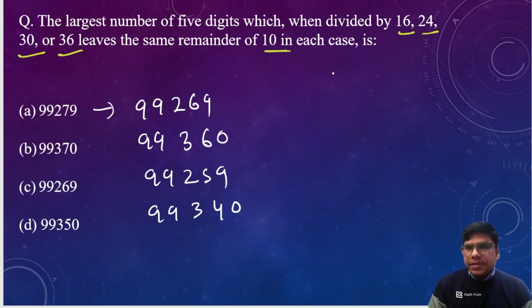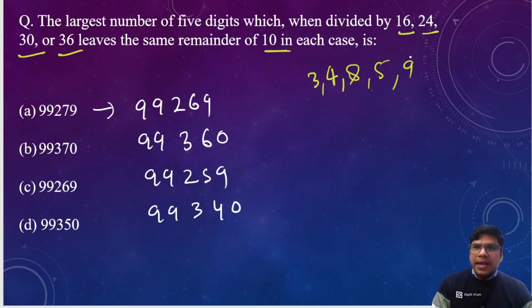If 16 is there, then we can get 4 and 8 as tools. If 24 is there, we can also get 3, 4 and 8 as tools. If 30 is there, we can get 5 as a tool. If 36 is there, we can get 9 as a tool. If 9 is there, we shouldn't use the divisibility rule of 3. So first of all, we will be using the divisibility rule of 9. What is the divisibility rule of 9? If the sum of digits is divisible by 9, then the number itself is divisible by 9.